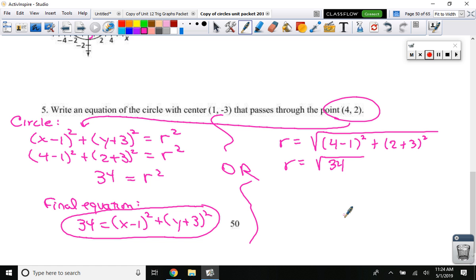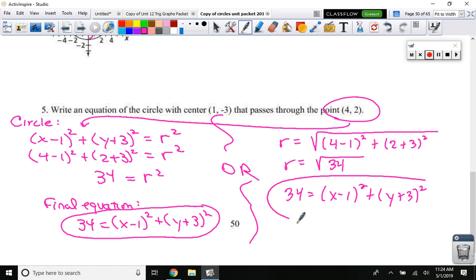Does that make more sense to you? And now that I know the length of the radius, I can put in my formula. But in the formula, I gotta square this, right? What's the square root of 34 squared? 34, right? So there's your 34 equals x minus 1 squared plus y plus b squared. Questions?